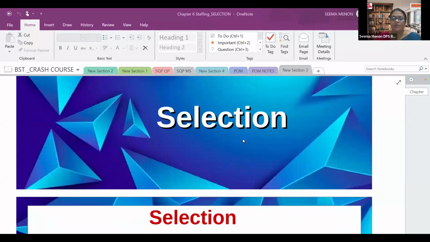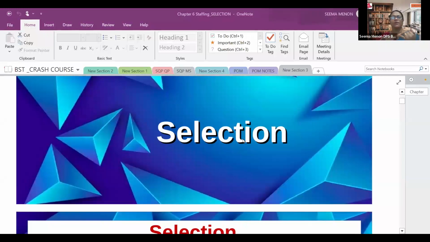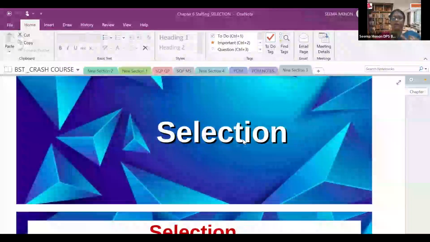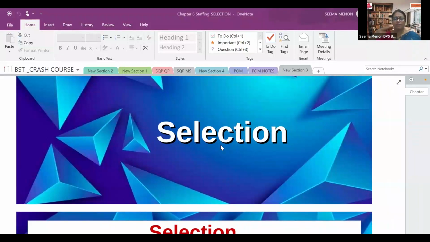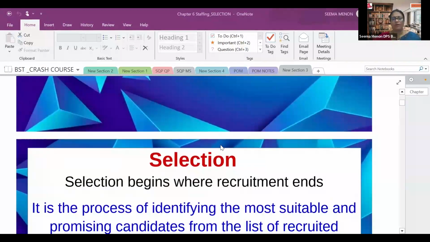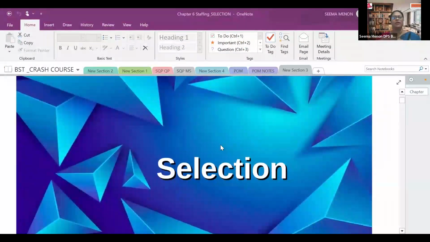Selection process in the staffing chapter can be a 6-marker question or a 3-marker question, and there are a number of MCQs, a number of 3-marker questions, then one 6-marker question. There can be case study based questions in 6-marker and even in 3-marker also. After that, I will be explaining the different types of training methods. That will be a 3-marker or 4-marker question with a case study. So let's discuss.